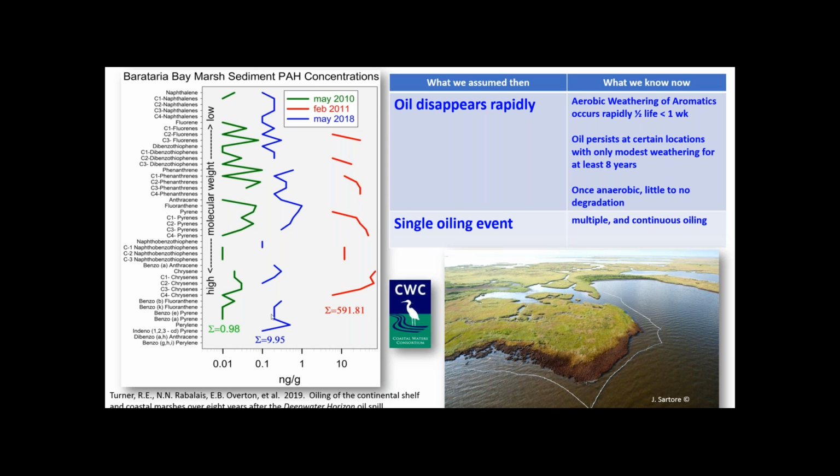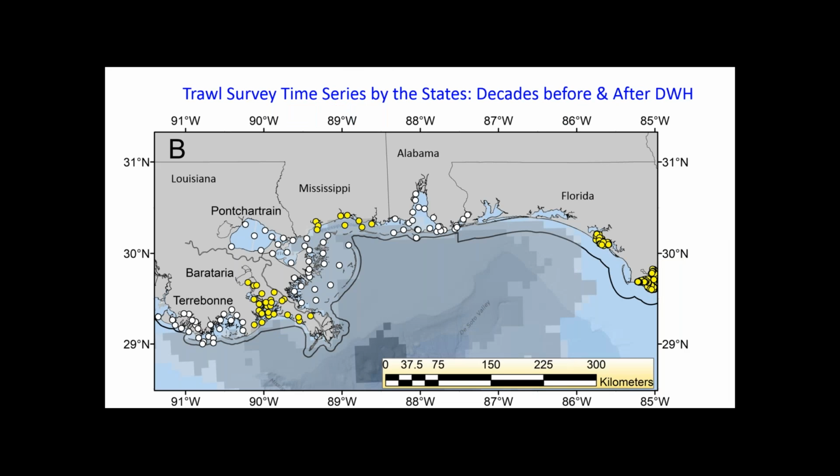And by 2018, it had actually been reduced by 2 orders of magnitude, but still is an order of magnitude higher than the baseline. The interesting thing about this is that once this oil gets below the aerobic layer, it's basically going to be there for a very long time. This is based on a lot of different studies that have gone on in places like the West Falmouth oil spill and others. So it's very likely that the Deepwater Horizon oil will be there in those marshes for an extended period of time, of decades.